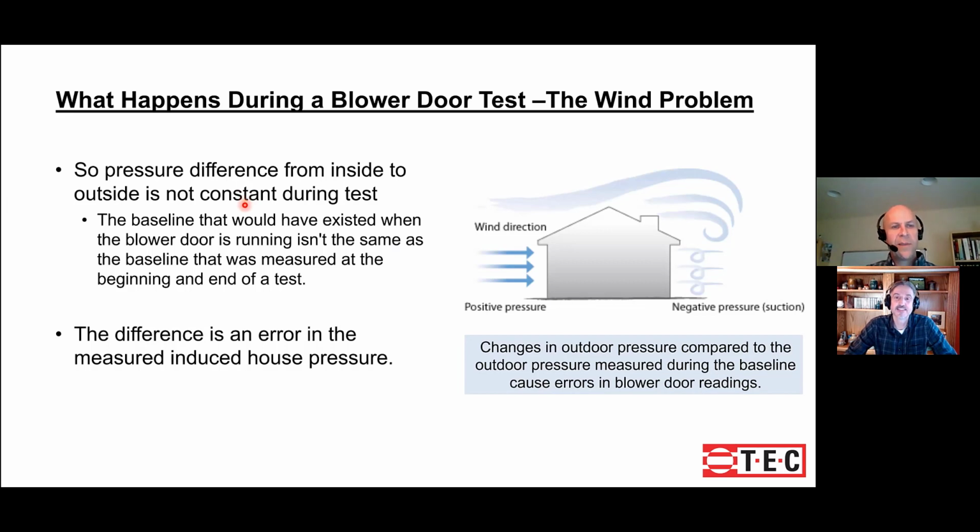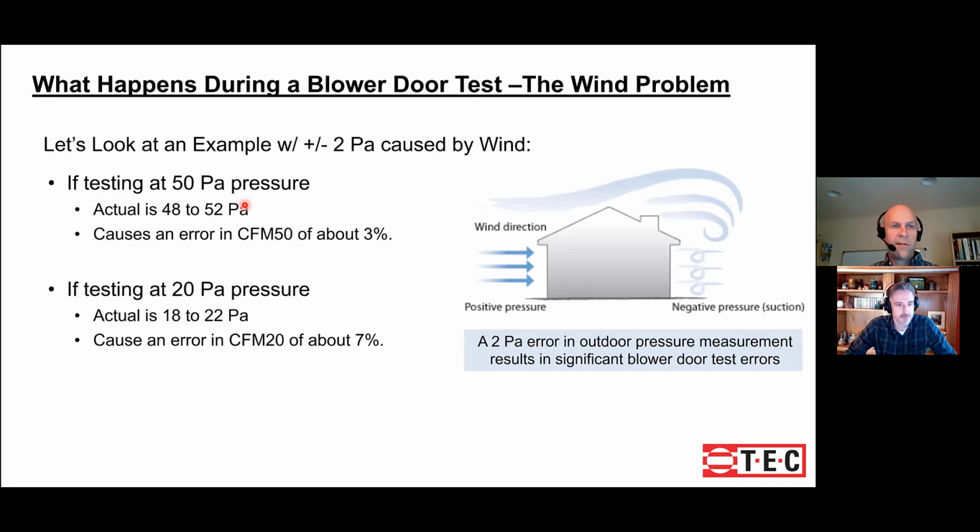If the wind speed is changing or the wind direction is changing during the test, the baseline that you're subtracting will not be the correct baseline, and you won't be accurately measuring the CFM50 of the building. It's essentially an error in the induced house pressure. So let's look at a quick example. If you're testing at 50 Pascals of pressure, and what you actually have is an induced pressure of 48 or 52, that 2 Pascal error would result in a CFM50 error of about 3%.